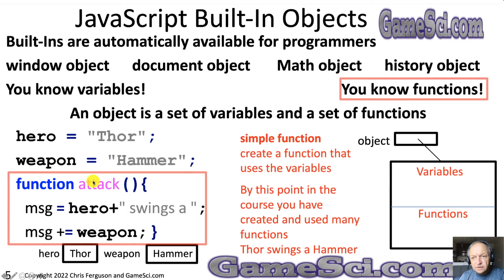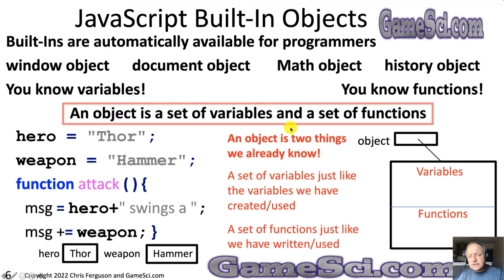Function attack. You know functions. You've written functions so far in this course. This is a simple function. Create a function that uses variables. At this point of the course, you have created and used many functions. Thor swings a hammer. What this attack function is going to do is use the variables to issue a message that describes an attack by Thor. Thor swings a hammer when he wants to attack his opponents.